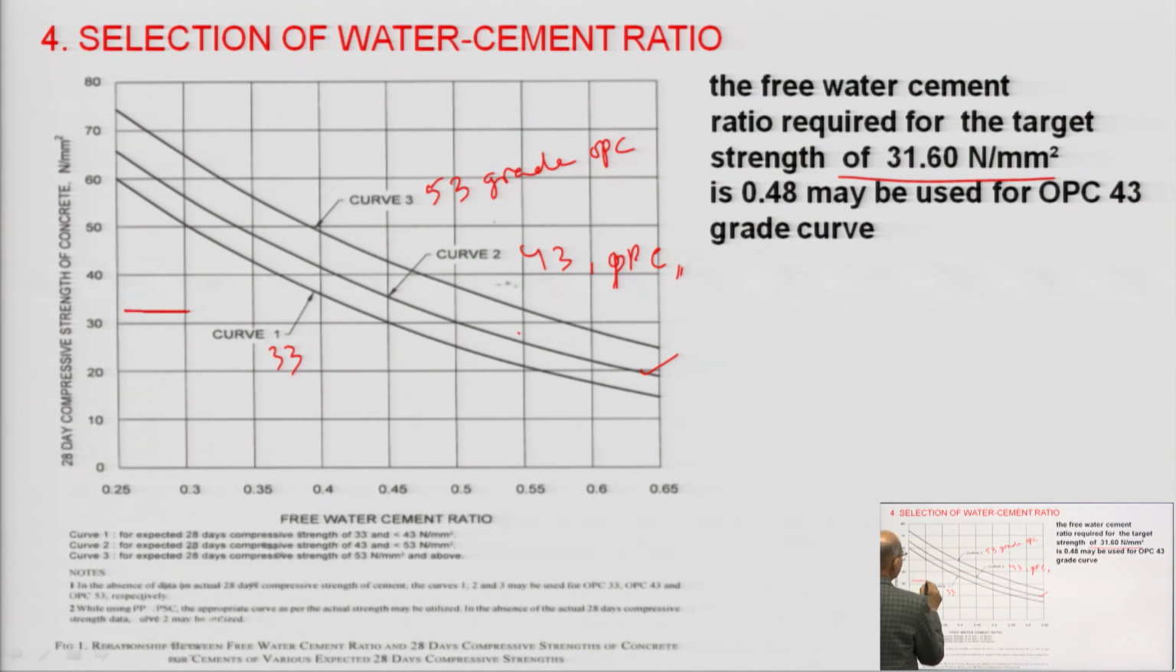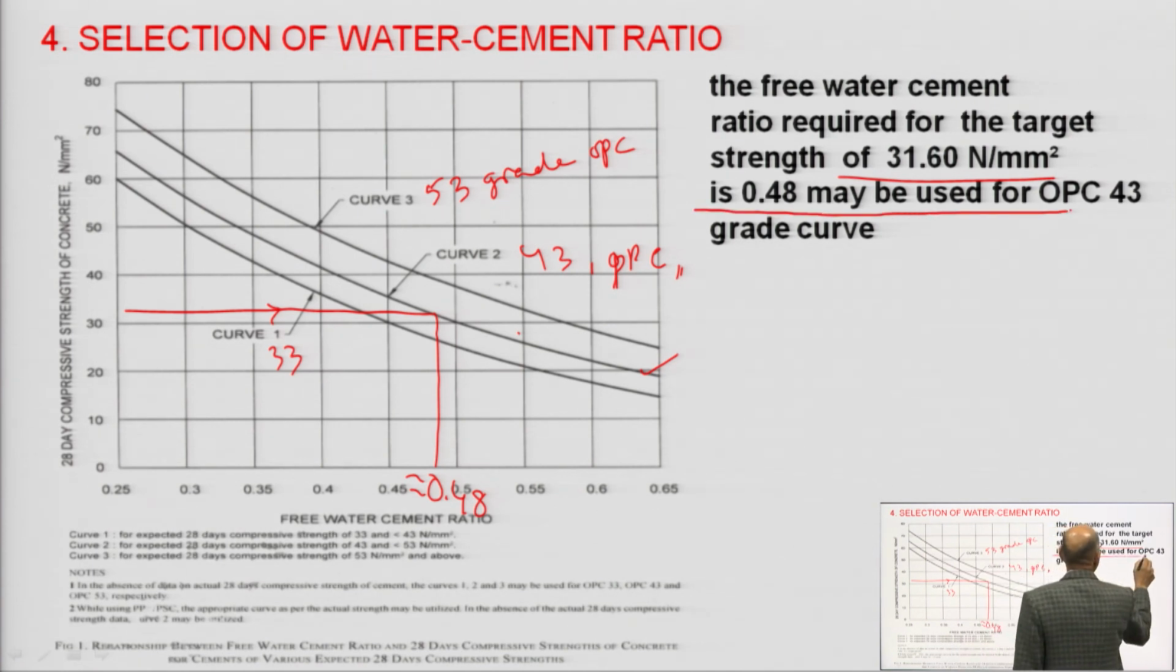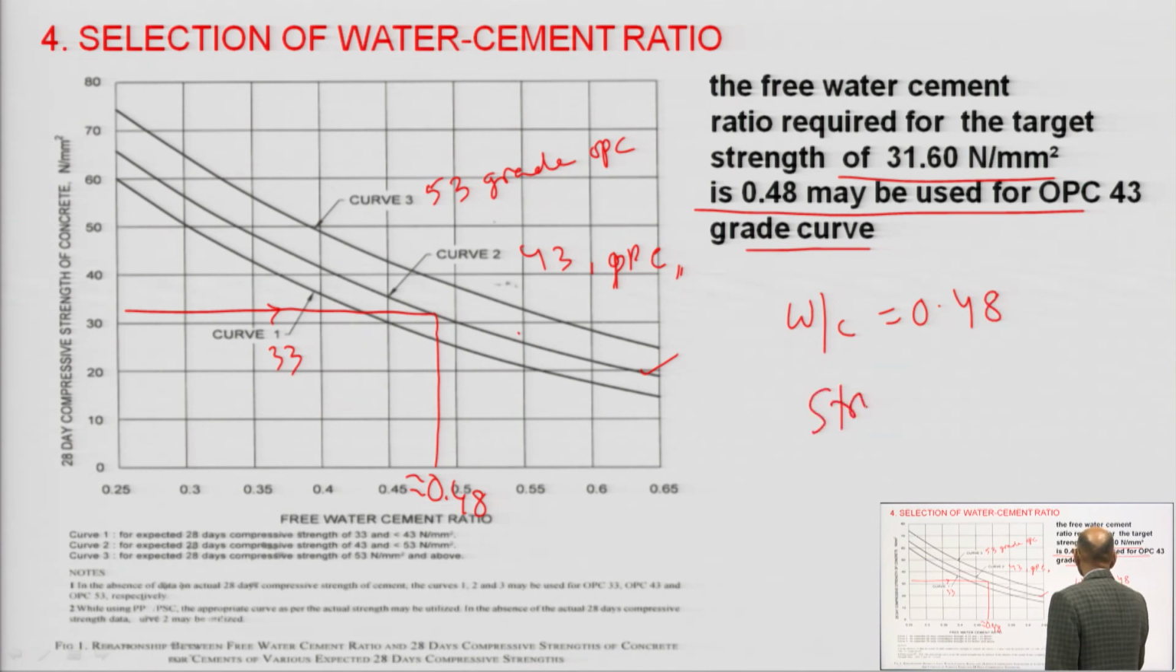From here, say roughly it is coming like this, and if you go here and if you go at this place, what you will get? So, approximately you are getting about 0.48 water cement ratio. So, to achieve that strength of 31.60, how much do we have to use? We have to use 0.48 water cement ratio. So, this is the requirement of 0.48 from a strength point of view.